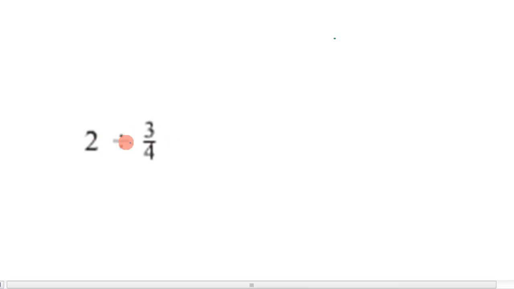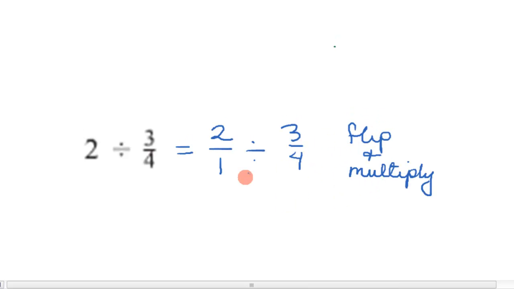This time we have a 2 divided by 3/4. Remember that 2 is the same thing as 2 over 1 divided by 3/4. We flip and multiply, so the 2 over 1 stays the way it is. Make this a times. Flip 3/4 to 4/3. Now we're going to look for common factors, but you know there aren't any between numerators with denominators.